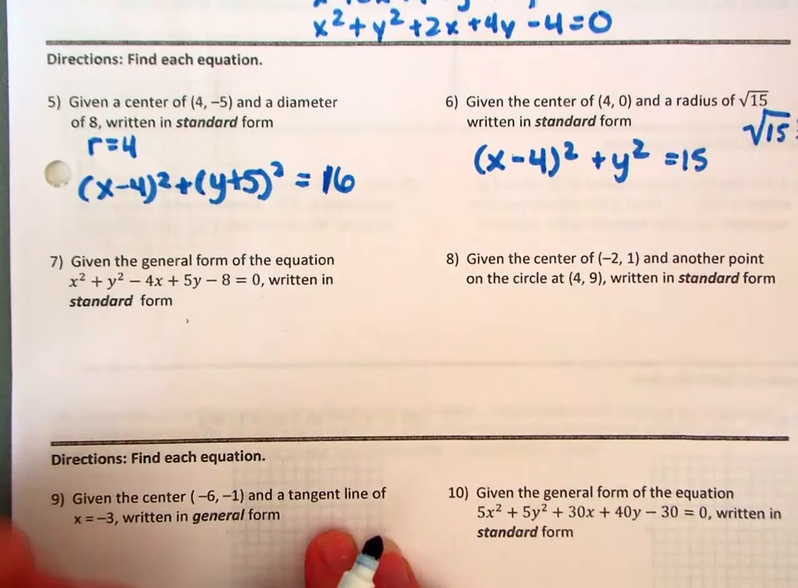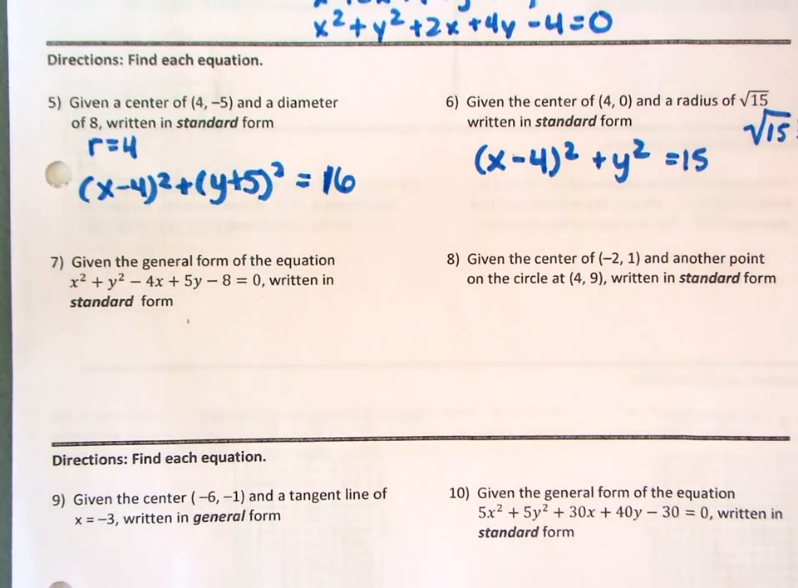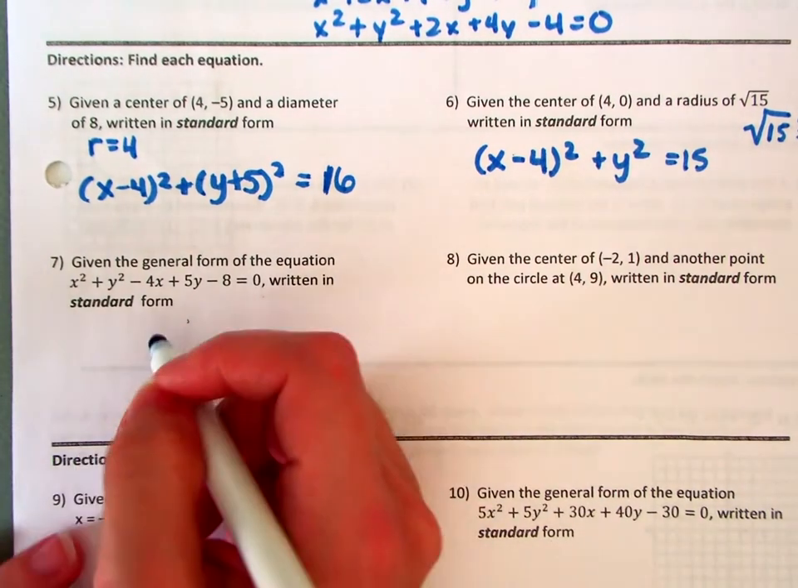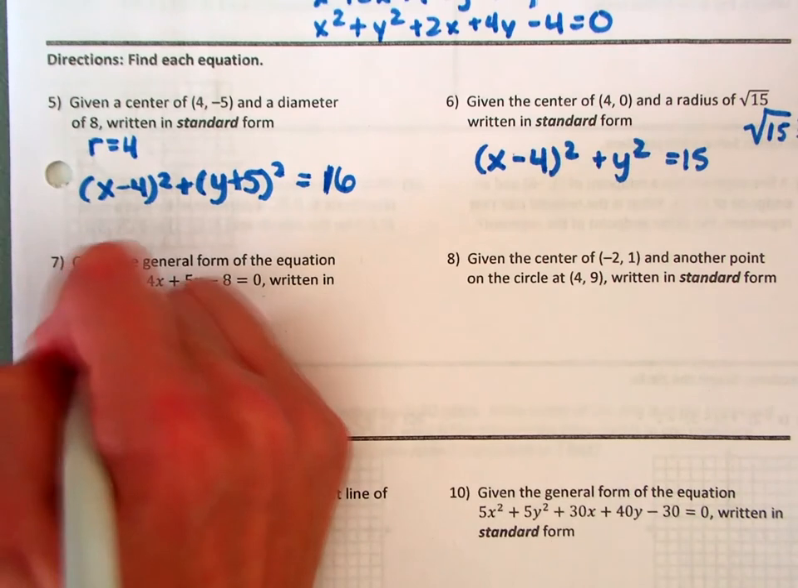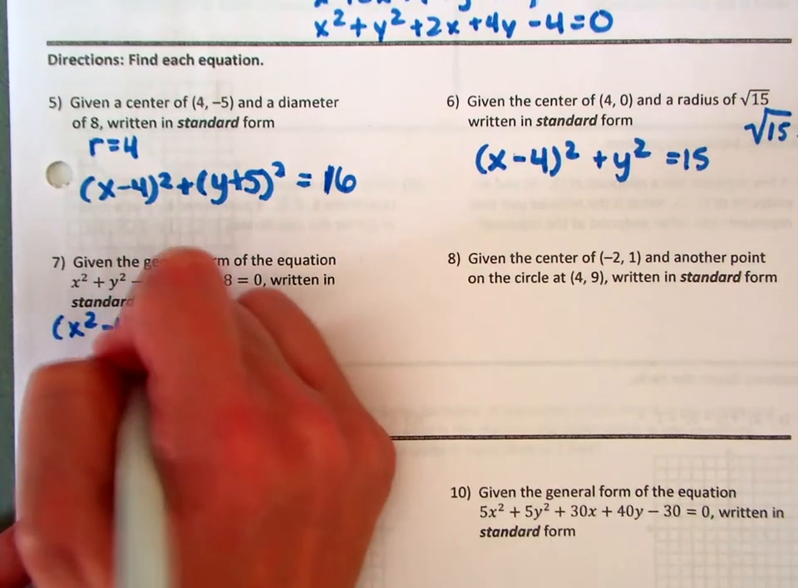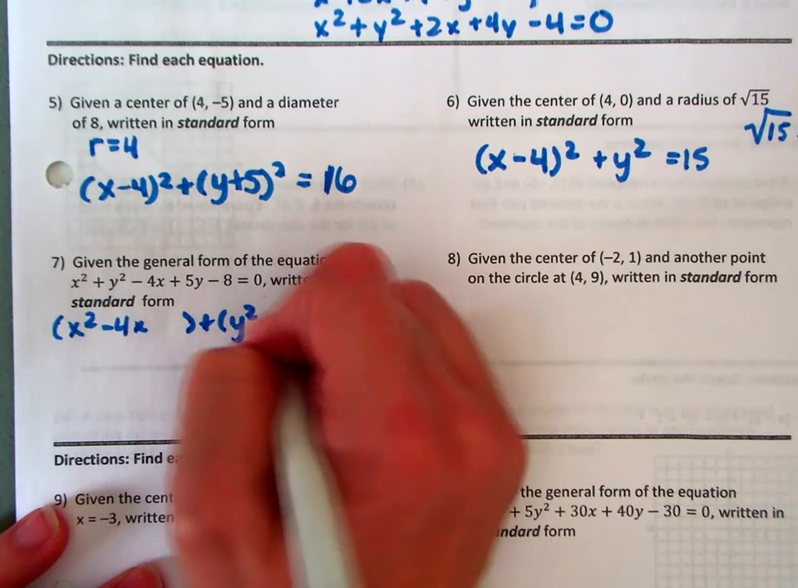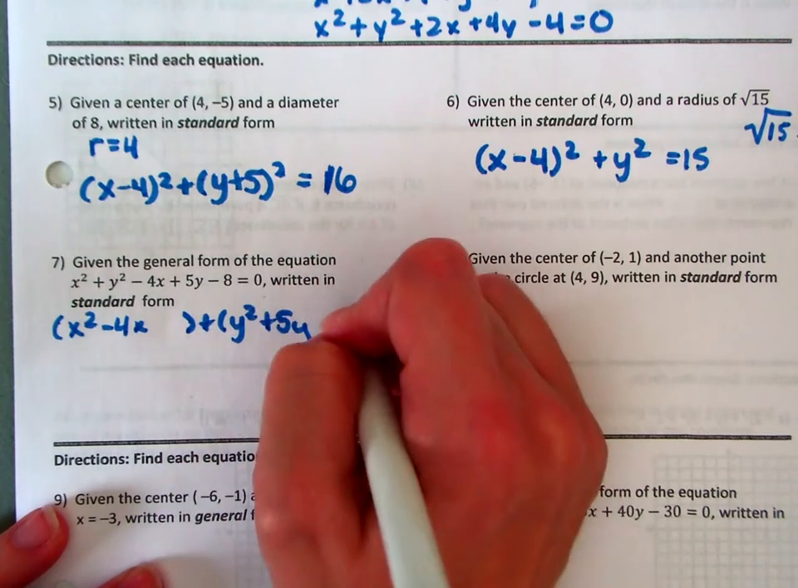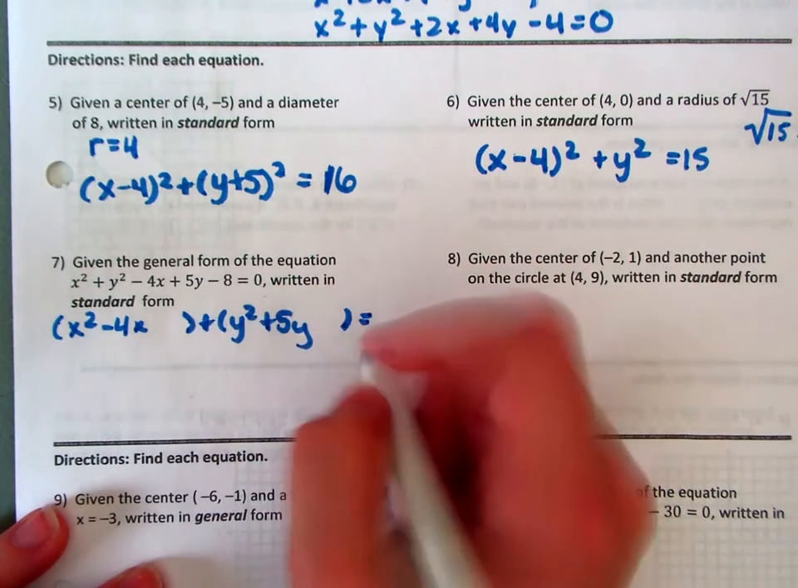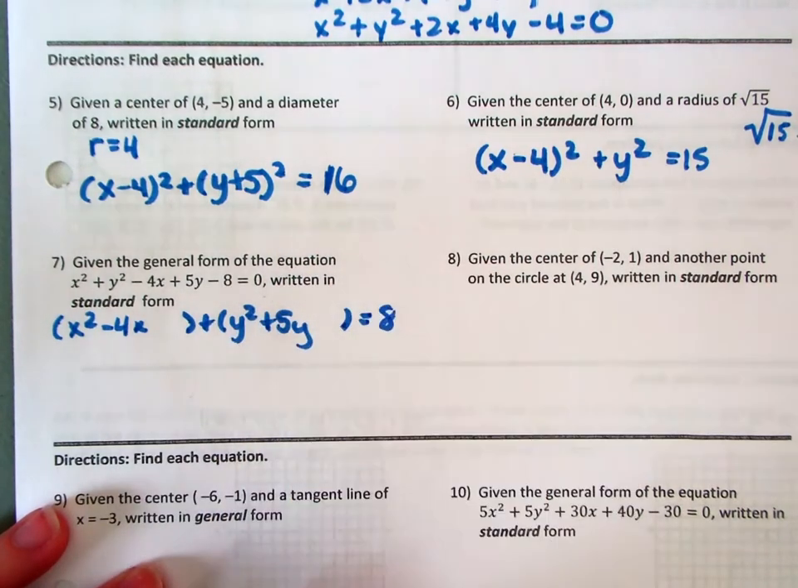Number 7, it says, given the general form, write it in standard form. So when we do that, we want to combine our x's. So x squared minus 4x, leave a little space in that parenthesis, plus y squared plus 5y, leave a little space, equals, you want to move that 8 to the right, so add 8 to both sides, equals 8.